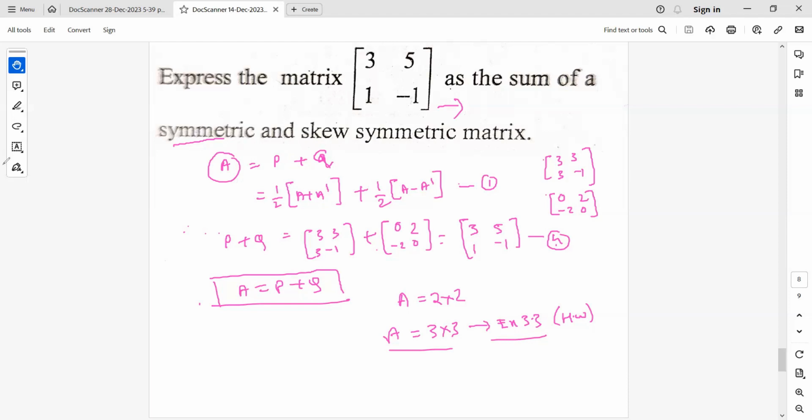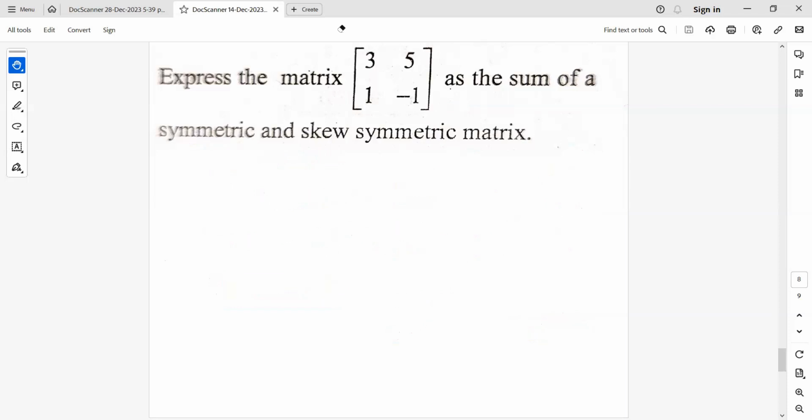Pay attention. Hope this example is clear. Is the 3-mark example clear? Students, one of you can type yes if it is clear. Yes, okay. Priyanka Vedavati, okay, yes. We'll discuss the next question now.